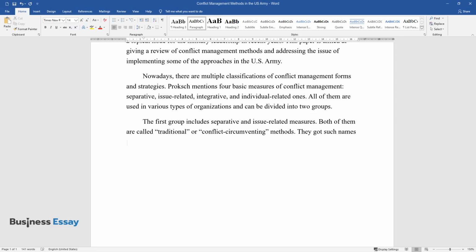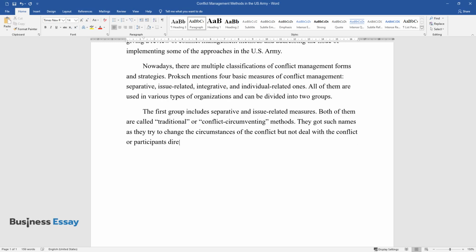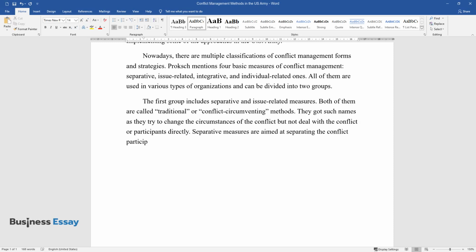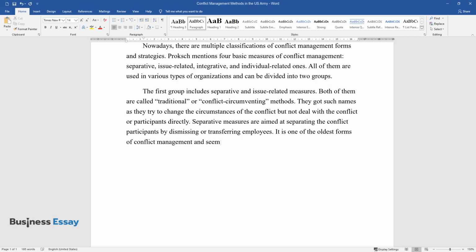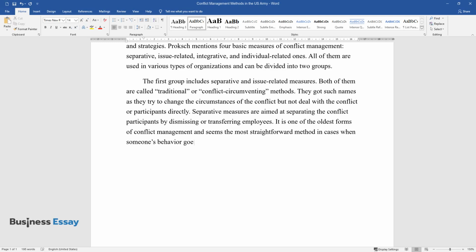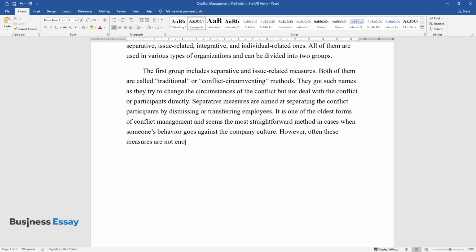They got such names as they try to change the circumstances of the conflict but not deal with the conflict or participants directly. Separative measures are aimed at separating the conflict participants by dismissing or transferring employees. It is one of the oldest forms of conflict management and seems the most straightforward method in cases when someone's behavior goes against the company culture. However, often these measures are not enough as they do not solve the conflict but dismiss it.